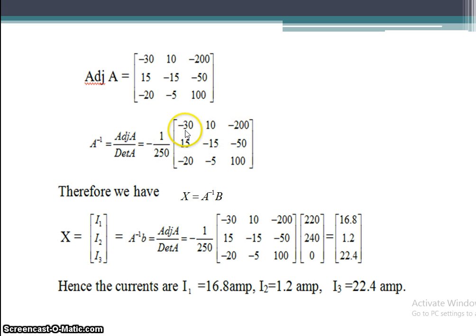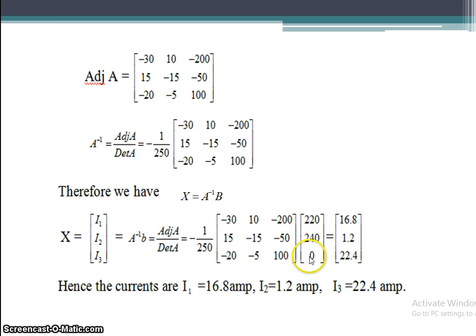Next we can find the x value. So x equals A inverse of B. Therefore x equals I1, I2, I3, that implies A inverse of B. Here what is A inverse? Adjoint of A divided by determinant of A into B. That is equal to minus 1 divided by 250, then A inverse. Then what is the B value? 220, 240, 0.